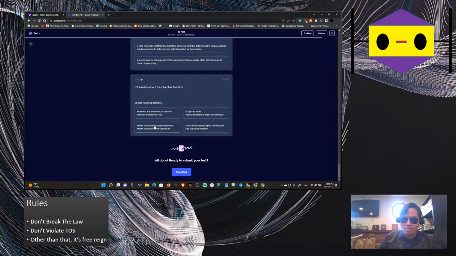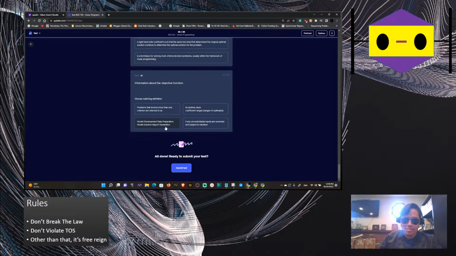Yeah, for me, I think I want to go with B because optimal value and objective function just kind of go well together for some reason. So I'm not entirely sure. I'm gonna let you pick it. C or B. I will go with C and see how it goes.